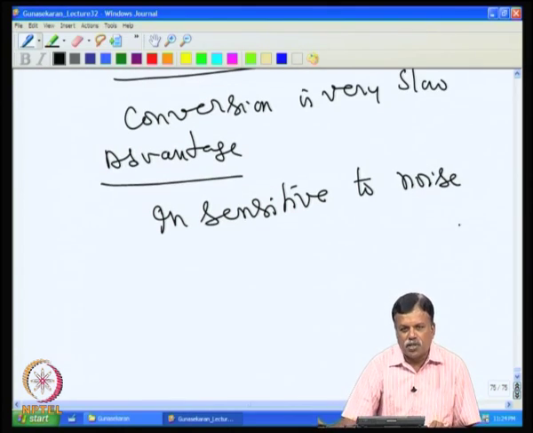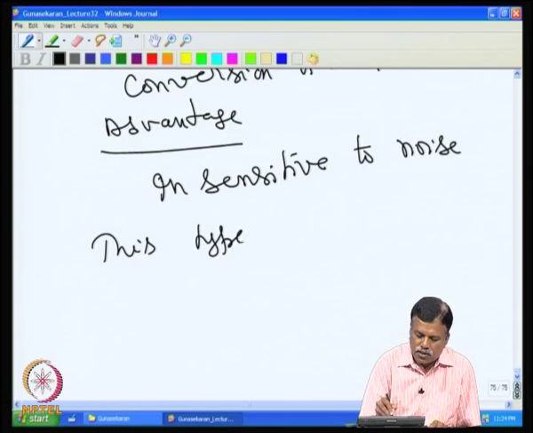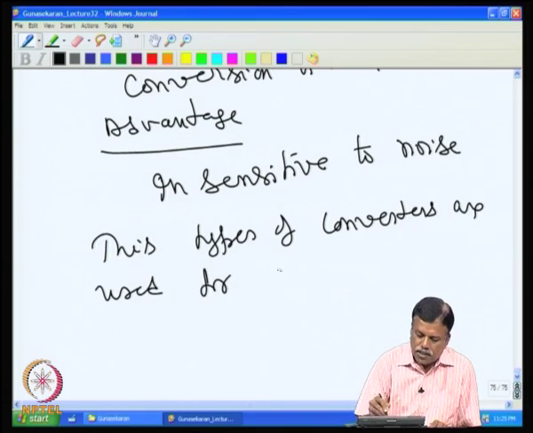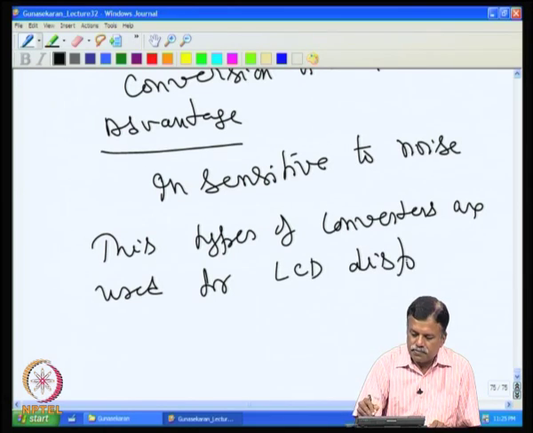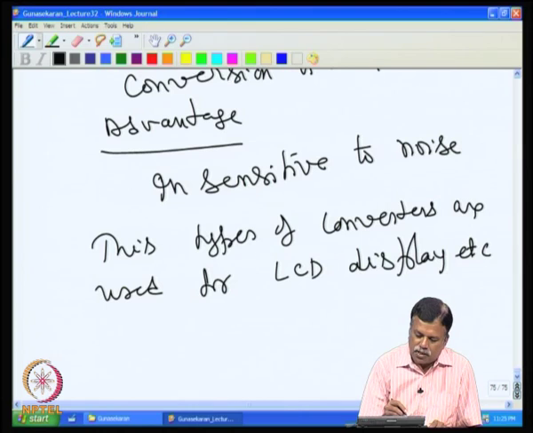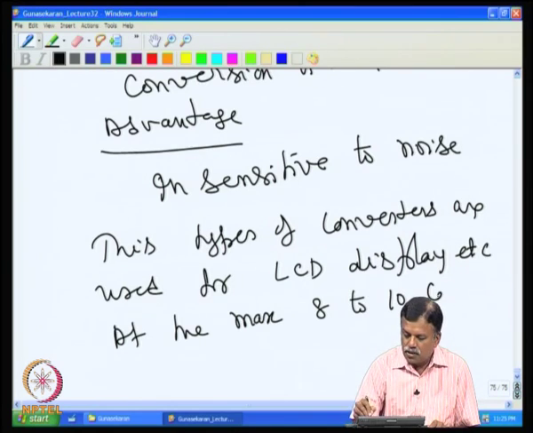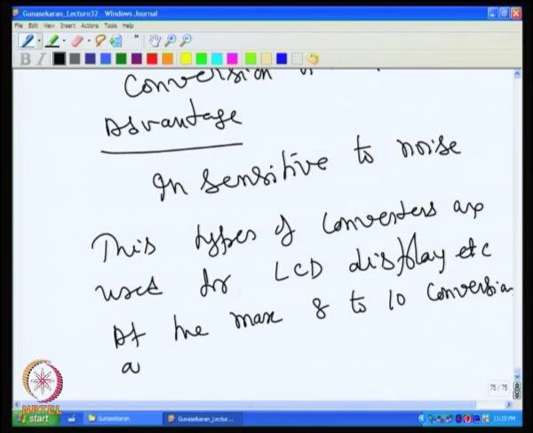Even though it is slow, it is quite enough for display purposes. So, this type of converter is used for LCD displays, etcetera, because anyway a display cannot be updated very rapidly. At the maximum, 8 to 10 conversions are possible, and that is good enough for display. So, most of the displays today use this dual slope ADC converter. It is a very popular ADC converter.